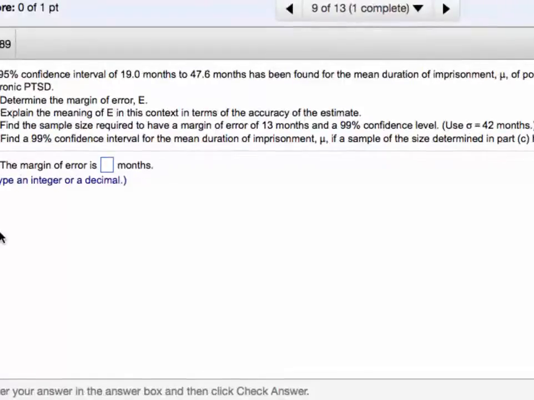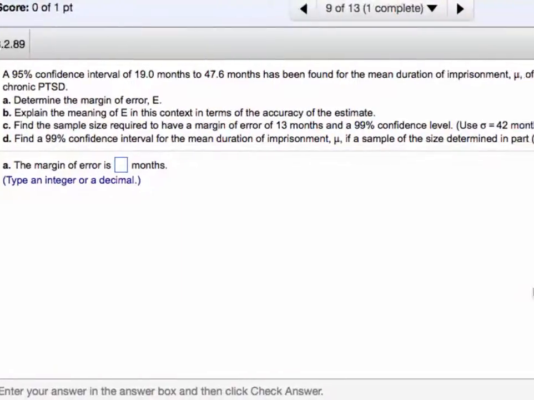Okay, this one. So this one also had a slightly lower success, but all right. 95% confidence interval, 19 months to 47.6 months, the following duration of imprisonment. So here they're giving us the confidence interval. They're telling us that it's from 19 to 47.6 for mean duration of imprisonment.